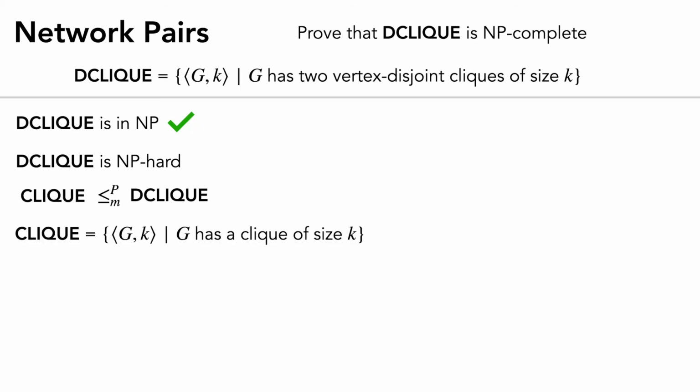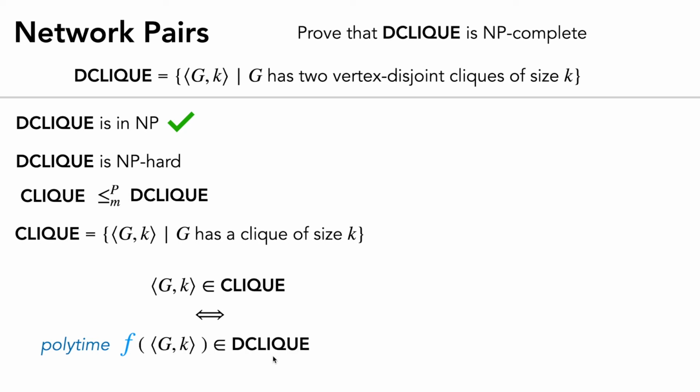As a reminder, clique is the language that also consists of a graph and a positive natural number, but it just checks that that graph has a clique of that size. To show that clique Karp reduces to d-clique, we need to come up with a transformation function f, which is poly time, and satisfies this bi-implication: that if you have a yes instance of clique, that implies that the transformed version is going to be a yes instance of d-clique. So take a moment and pause here to try and come up with this transformation function on your own.